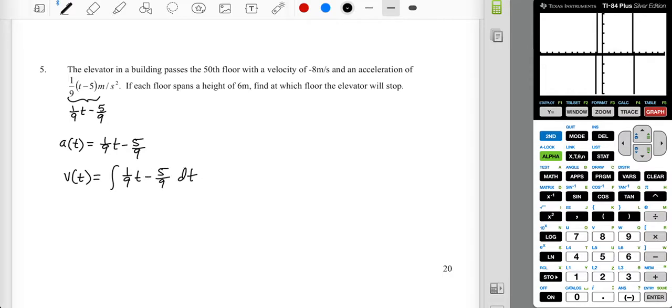It was really, the last problem, I did it in painstaking detail, just to kind of get at the underlying concepts. But now it's like, okay, well, we don't want to have to beat it to death every time. So we just kind of jump right to the chase. Increase the exponent by 1, divide by the new exponent, so 1/18 t squared minus 5/9 t plus c.